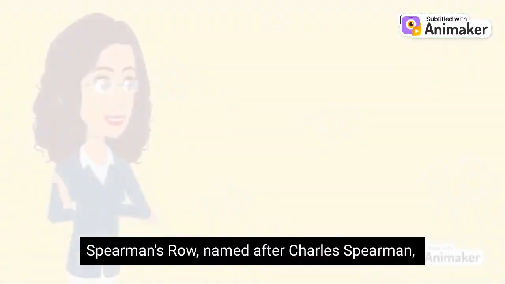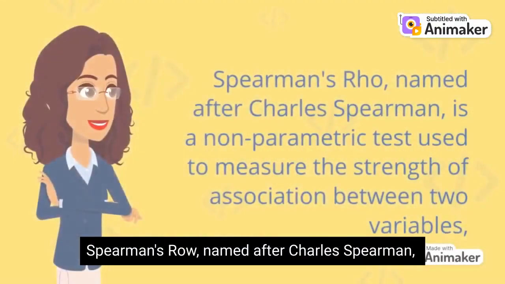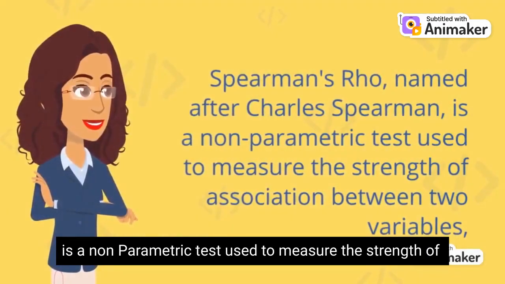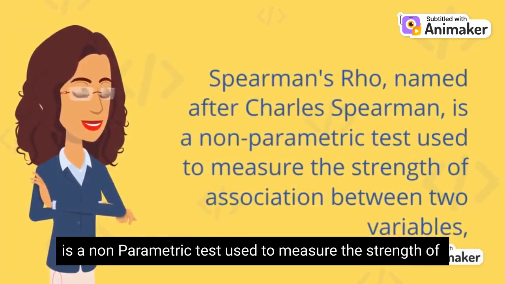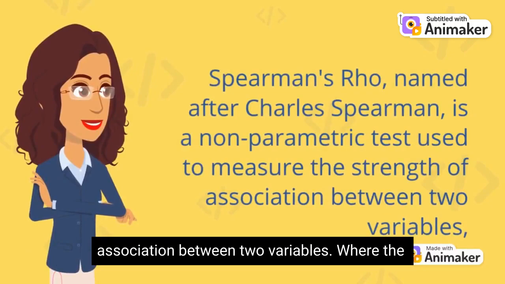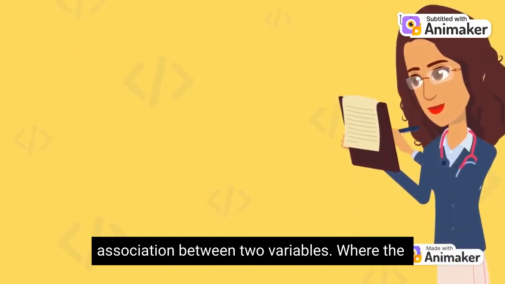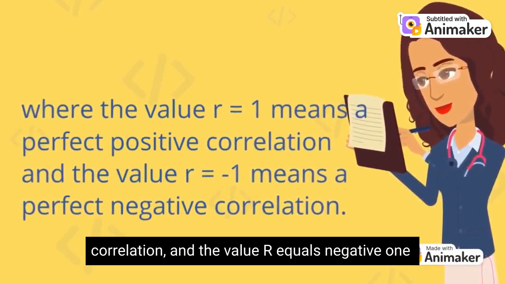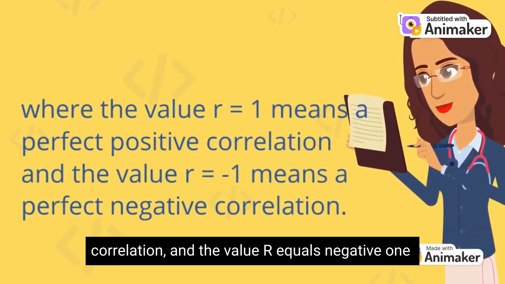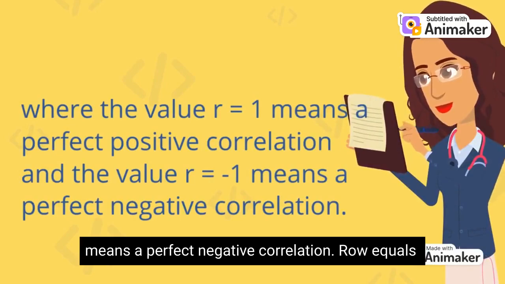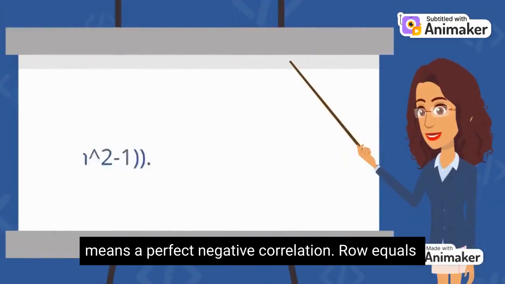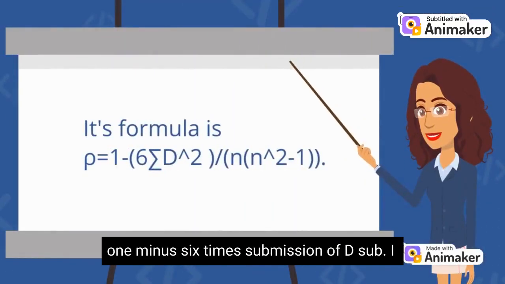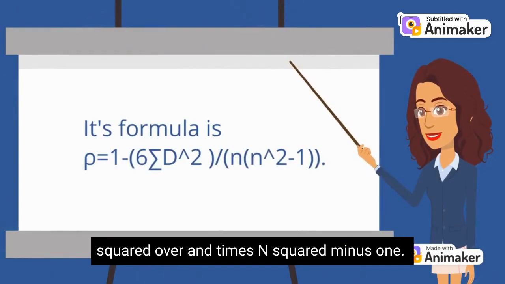Let's go! Spearman's law, named after Charles Spearman, is a non-parametric test used to measure the strength of association between two variables, where the value r equals 1 means a perfect positive correlation, and the value r equals -1 means a perfect negative correlation. Rho equals 1 minus 6 times the summation of d sub i squared over n times n squared minus 1.